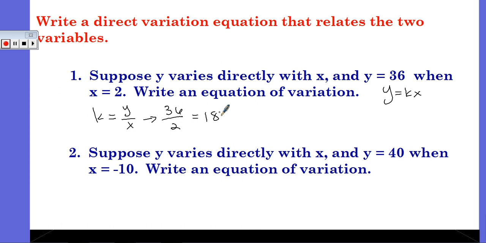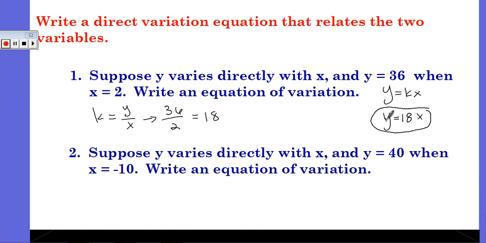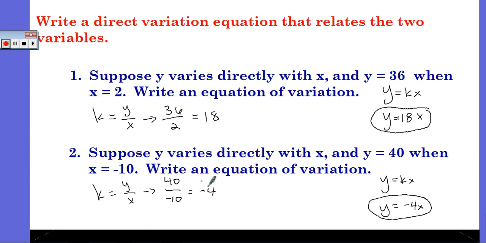18. You should have typed that into your calculator. It would have simplified to 18. And then we take that k value and we substitute it in for k. So y equals 18x. Go ahead and pause the video and try the next one. Alright, go ahead and check your answers. You should have seen both of those equations.